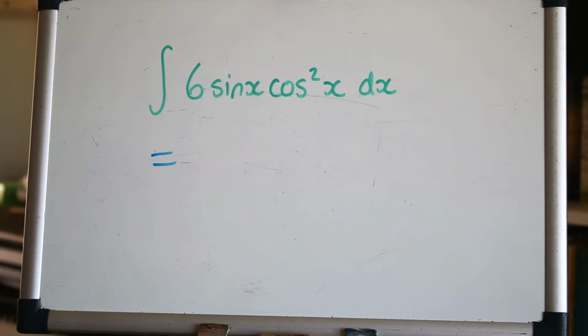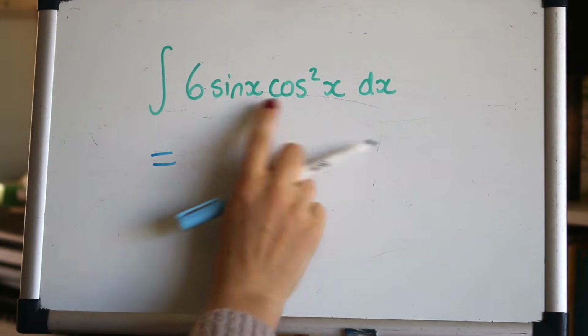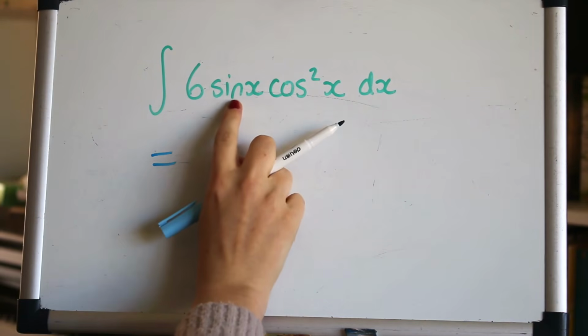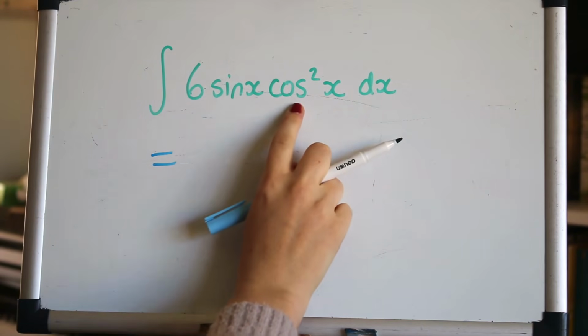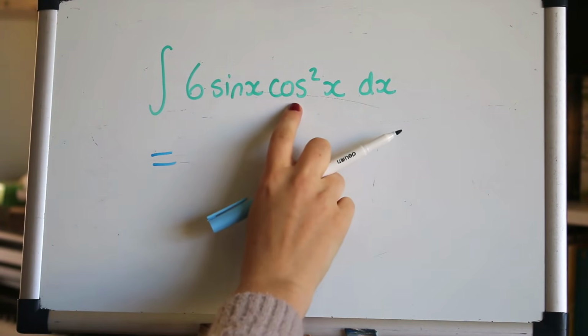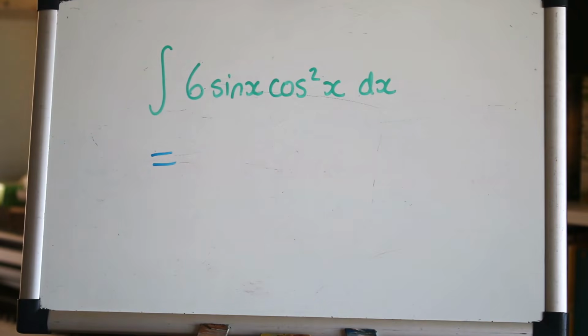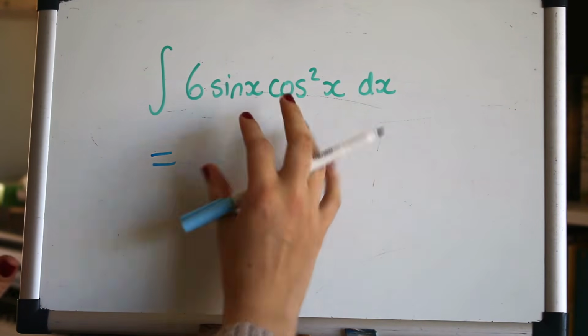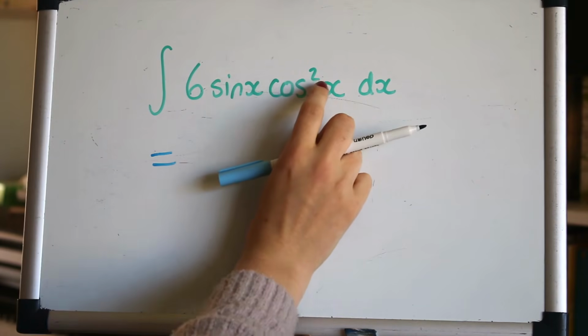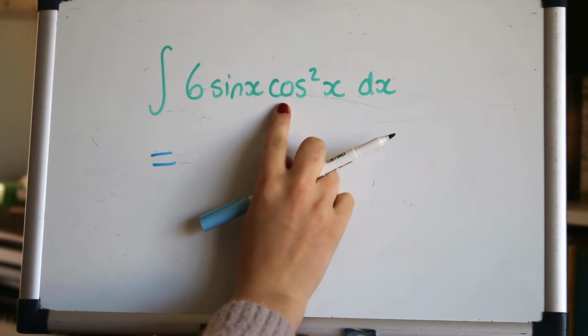This is a really good example actually of when to spot that it's a reverse chain rule question. We've got stuff multiplying, but notice that that's the derivative of cos. So it is the derivative of the inner function. It's worth practicing a few of these so you can spot that.